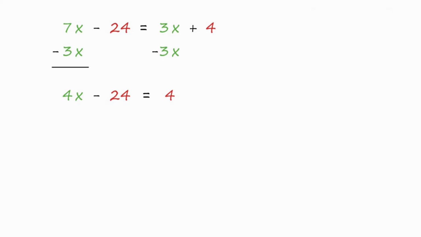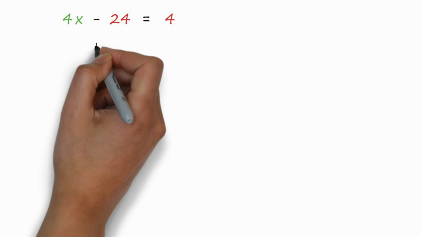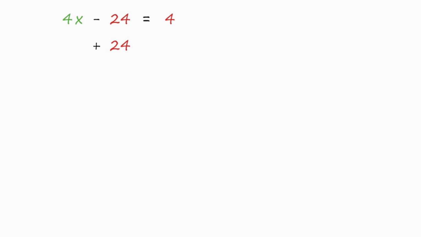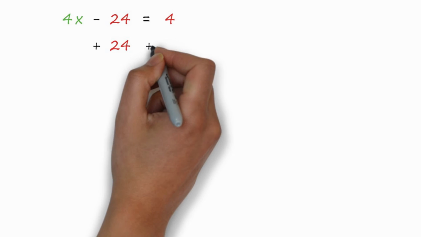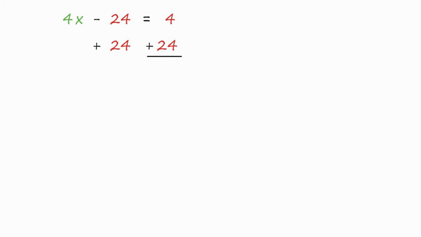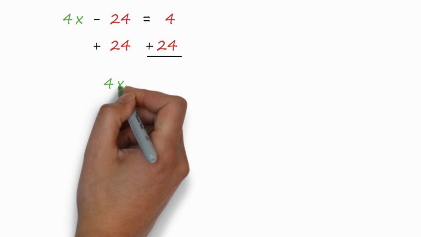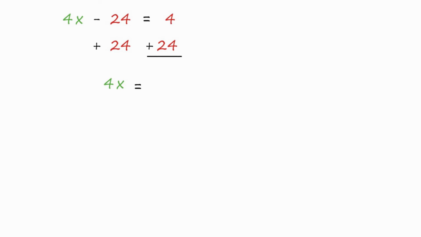Now we want to get our constant terms together on the other side of the equal sign. So since we have a negative 24, to get it over, we want to add 24. And if we add 24 to one side of the equation, we want to add 24 to the other side to keep it equal. So we have 4x on one side of the equal sign, and 4 plus 24 is 28.